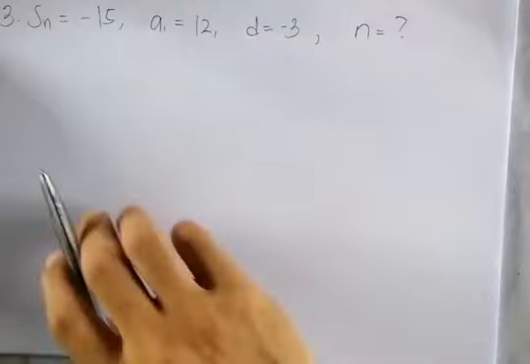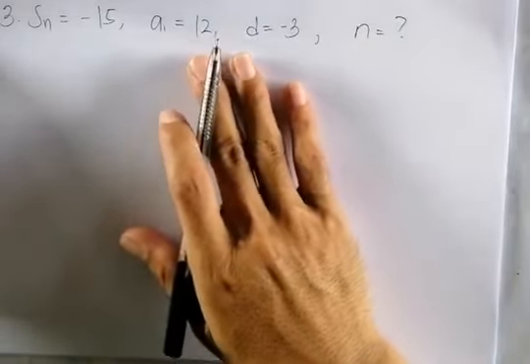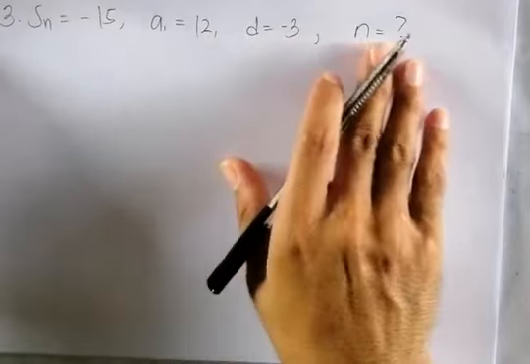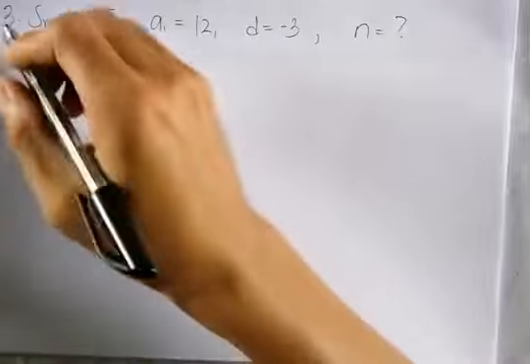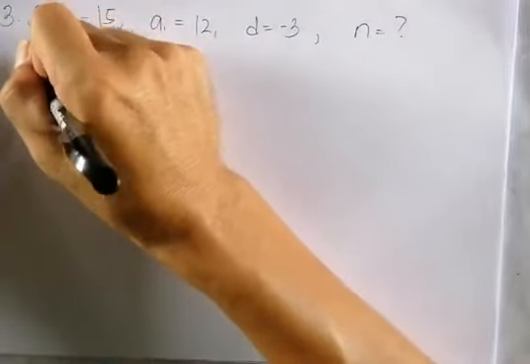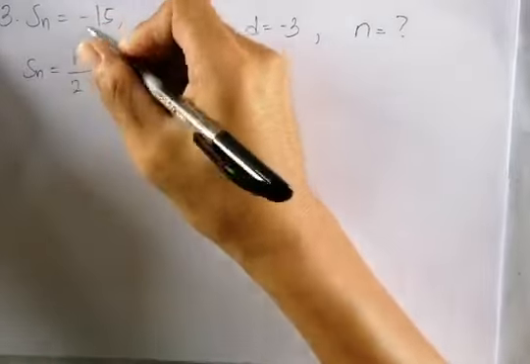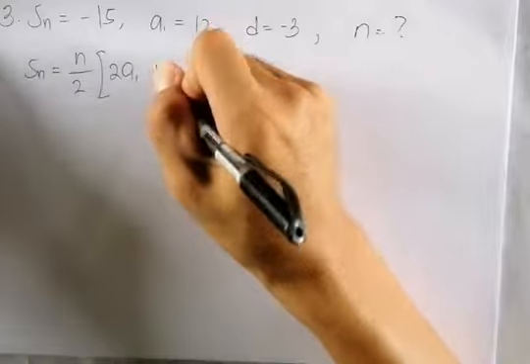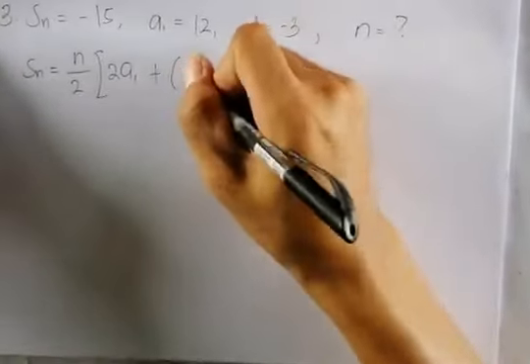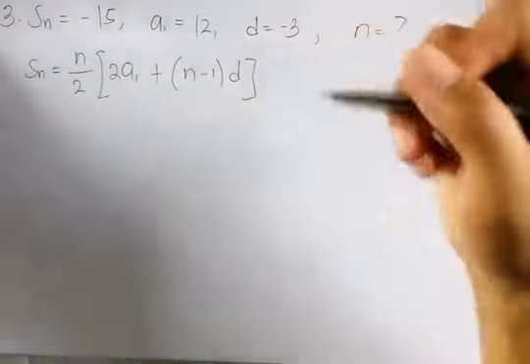For number 3, S sub n is equal to negative 15. A sub 1 is equal to 12. Common difference is negative 3, n is unknown. So the a sub n, or the last term, is not given, so we can use formula number 2. So we have S sub n is equal to n over 2 times open bracket 2 times the first term plus the quantity of n minus 1 times common difference, close bracket.